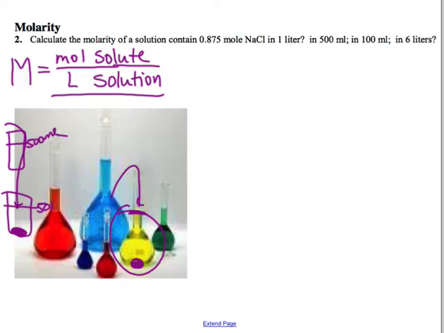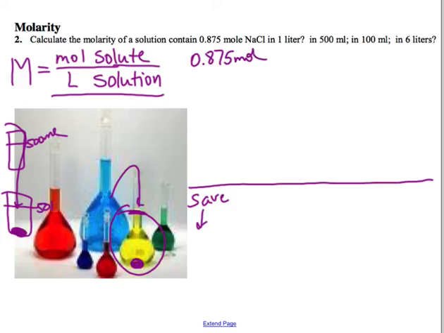Okay? So if we're going to calculate the molarity, I want you to save a good chunk of this page for a question we're going to add. So save this space here. We're going to add a question to it in your notes later. So keep your writing up top. Calculate the molarity. If we have 0.875 moles of NaCl in 1 liter, what's the molarity? Please don't use your calculator.